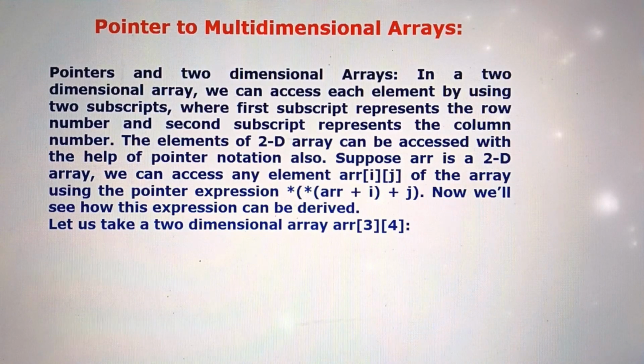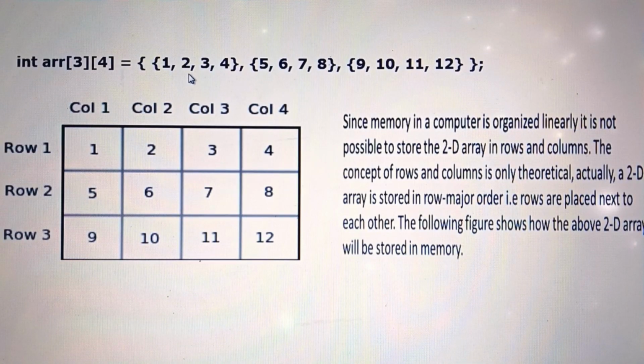Now we will see how this expression can be derived to access the elements of the array using pointer notation. In memory, a double dimensional array is arranged in one line, that is, rows are placed next to each other. This is the first one-dimensional array, then the second one-dimensional array, then the third. In memory, double dimensional arrays are allocated like this, in a line.